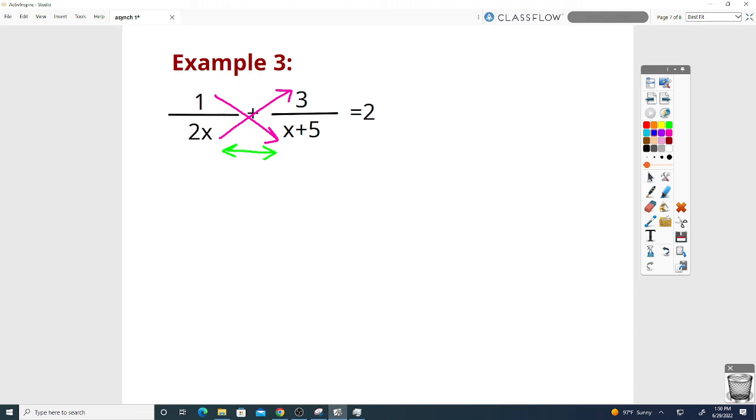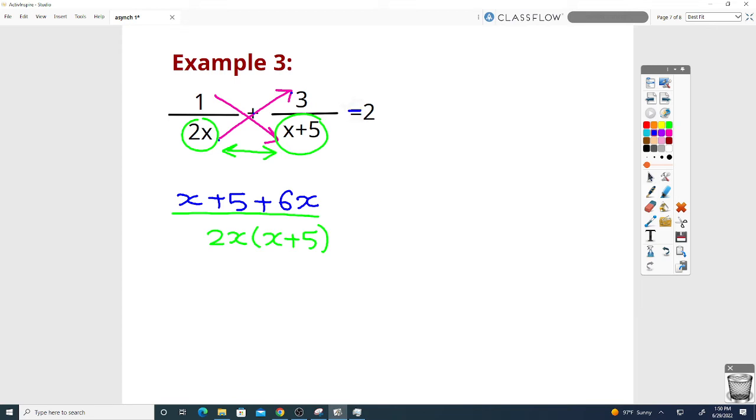So 1 multiplied by x plus 5, that is x plus 5, plus 3 multiplied by 2x, that is 6x. And now, not to forget to divide by the product of the two denominators. We've got 2x multiplied by x plus 5. I'm done with the addition of the two fractions. Now we just continue copying the rest of the equation.